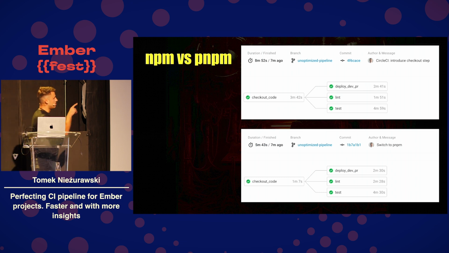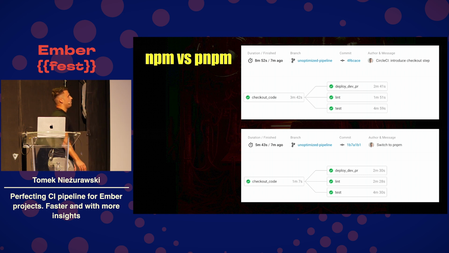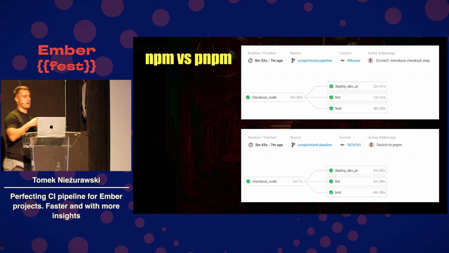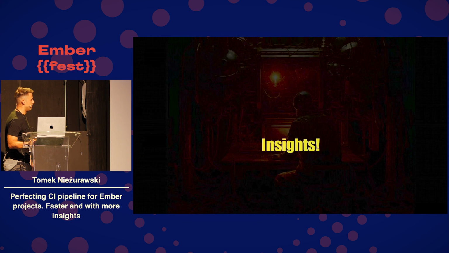And what we can see also here is that linting took longer, but this is like a variance, I don't know why. In general, you can expect that the next steps will be faster as well, because the cache you use is smaller now, because of the symlinks, all that stuff. So again, 84% faster, 35% faster than the previous step.